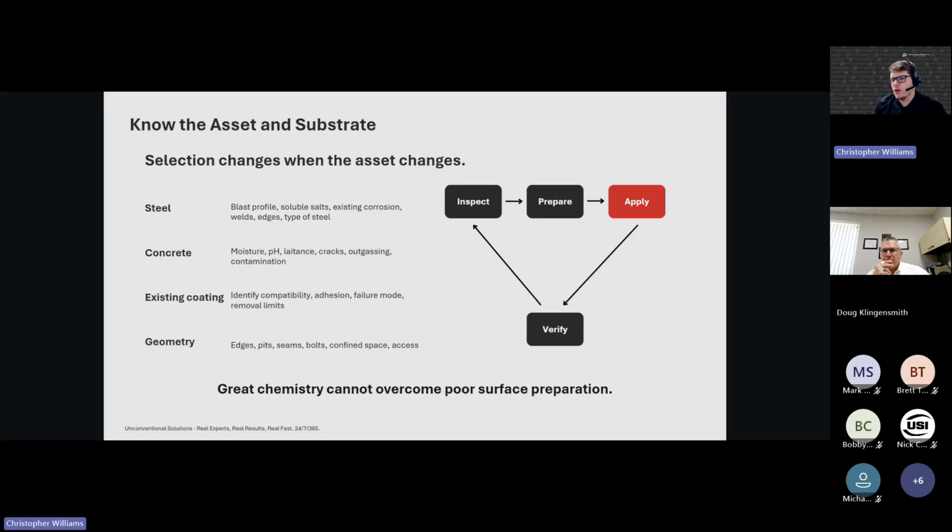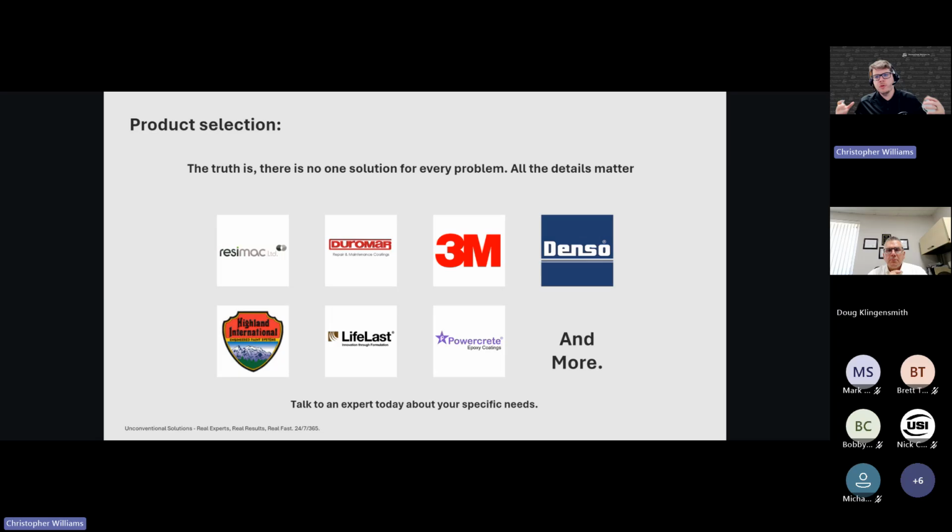But all of these things are really important, especially if you want a long lasting asset in any environment. Now here at USI, this is where we get into product selection. We offer many fantastic solutions that are going to be able to cover pretty much any type of environment out there. And I have a couple brands that we represent here, and this is by far not all of them.